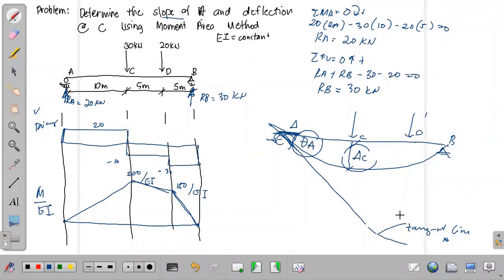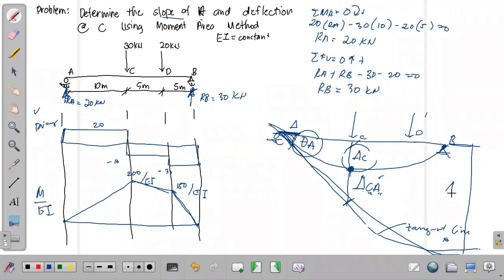Pagka tinitignan natin ito yung tangent, straight line yan. Pagka tinitignan natin ito, ang distance between the elastic curve at that point mula sa tangent line A, is actually the second theorem, which is the delta CA with respect to the tangent A. Yan yung magiging delta CA mo. Okay? The elastic curve at point C with respect to the tangent at A. Ito yung second theorem natin. Okay? And pagka dito naman sa B, zero yung ating deflection. Kaya mula dito sa may B hanggang dito sa tangent line, yan yung magiging delta BA natin. Okay? Distance between the elastic curve at point B with respect to the tangent at A. Delta BA. Okay?